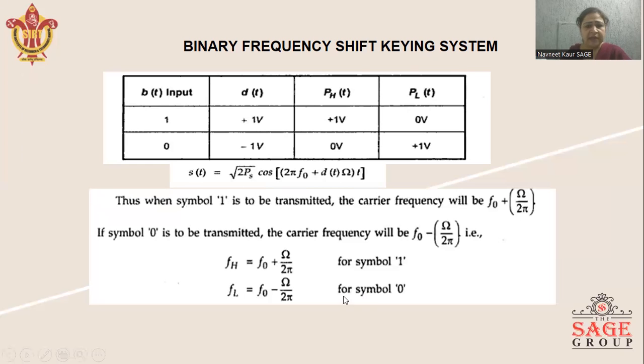Now, here the higher frequency fH is represented by f0 plus omega by 2 pi, and if I represent it by omega H, which is angular frequency, then it will be given as 2 pi f0 plus omega. Whereas the lower frequency fL is given by f0 minus omega by 2 pi, and for omega L, I'll take it as 2 pi f0 minus omega.